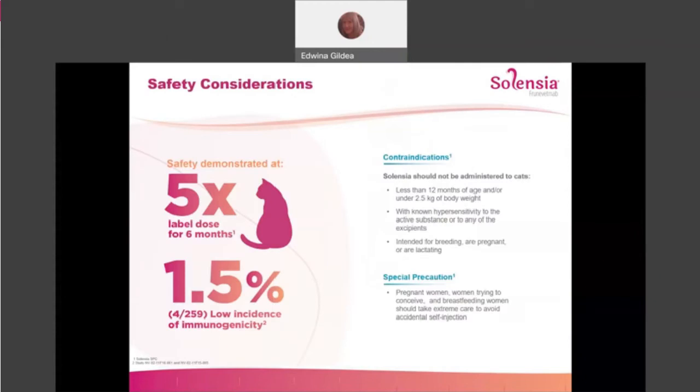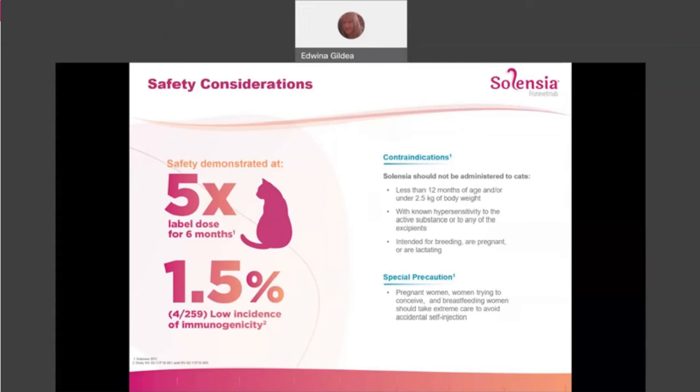In relation to safety, margin of safety studies are carried out on all products, and the same will have happened with Silencia or frunevetmab. So as I mentioned, the dose for Silencia is 1 to 2.8 mg per kg. In margin of safety studies, we give excess product to pressure test the safety profile of it. And in this case, Silencia was administered at 5 times that upper limit. So basically 14 mg per kg was given every month for 6 months with no adverse events noted.